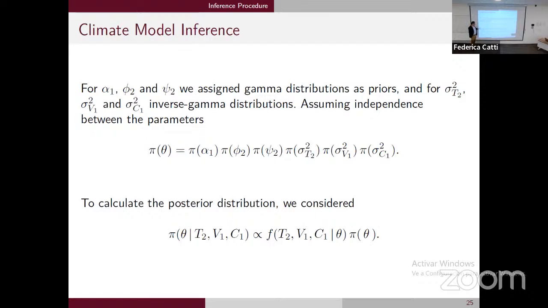And by the Bayes theorem, we have the posterior distribution, that is, the posterior distribution is proportional to the product between the likelihood function and the prior distribution. And we use this expression to generate values from the posterior distribution via the MCMC method.